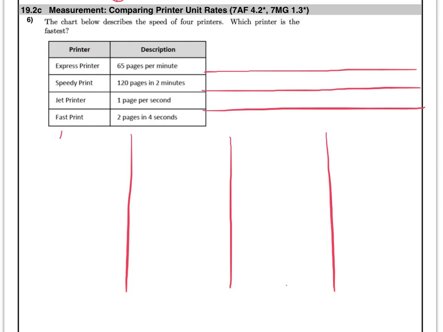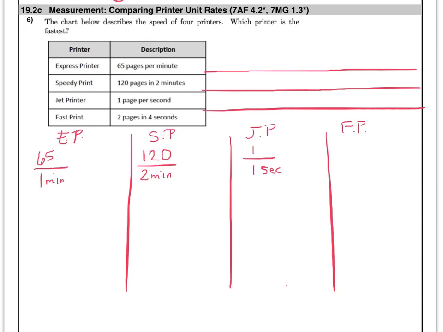So I'm going to do my express print here. An express print is 65 pages in 1 minute. Okay? And my speedy print is 120 pages in 2 minutes. And my jet printer is 1 page in 1 second. And my fast print is 2 pages in 4 seconds.